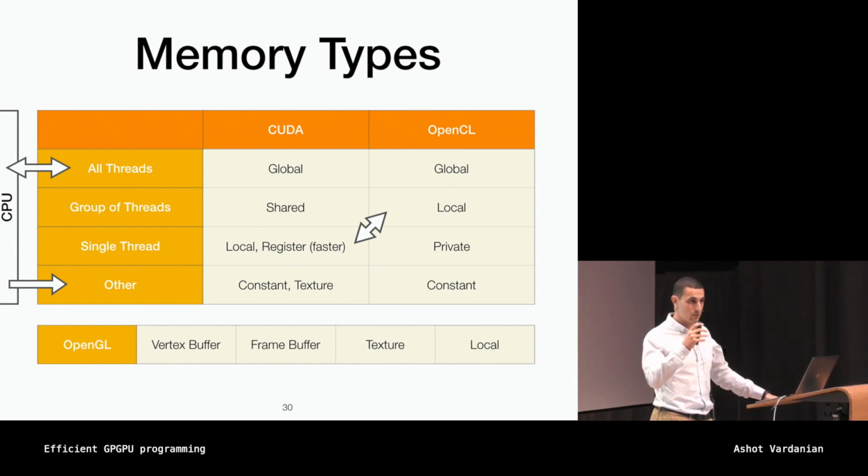And the last, fourth tier of memory is generally some kind of constant memory, something that only the CPU can overwrite. All the threads on the GPU only have read access to this part of memory.